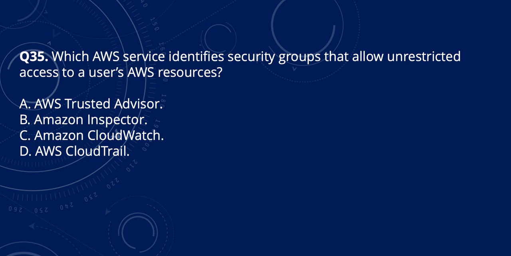Next, which AWS service identifies security groups that allow unrestricted access to a user's AWS resources? So we have option A, AWS Trusted Advisor. Option B, Amazon Inspector. Option C, Amazon CloudWatch. And option D, AWS CloudTrail. So the correct answer here is option A, AWS Trusted Advisor.